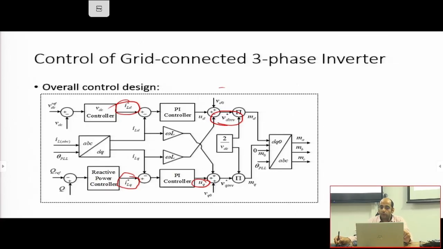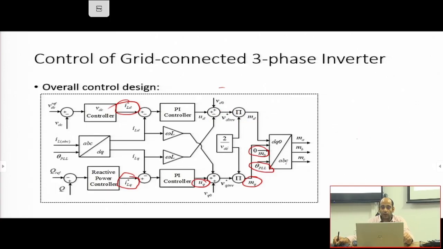Now inverter voltage depends on your DC voltage and the modulation index. So you multiply by 2 by VDC to get D axis modulation index, Q axis modulation index. And M0 is basically 0, DQ 0, the third variable is 0. You convert using inverse Park's transformation using the same theta from the PLL. What do you get? You get MA, MB, MC. That means you get the 3-phase reference quantities. These 3-phase quantities will be compared with your high frequency PWM carrier signal and your PWM will be generated.